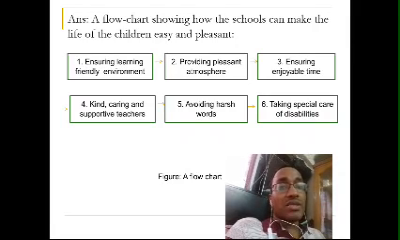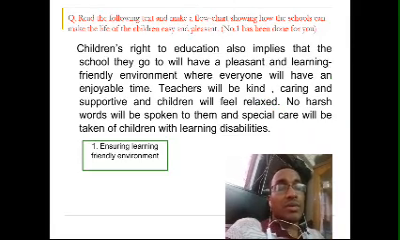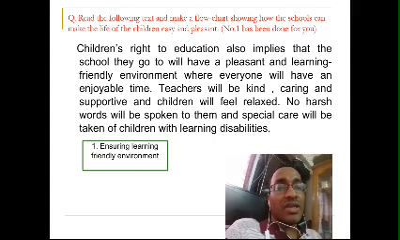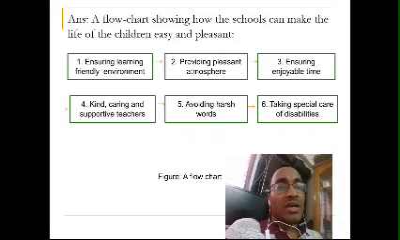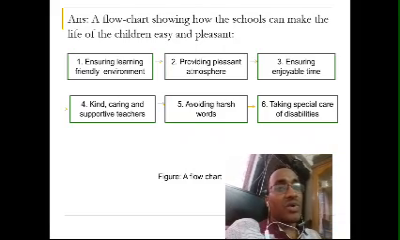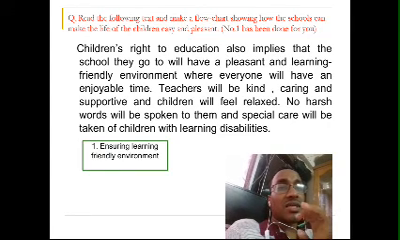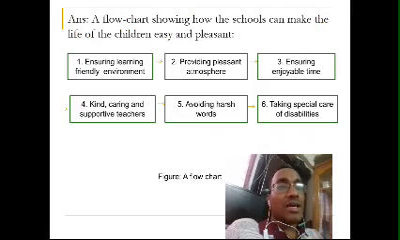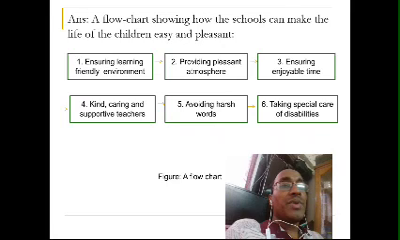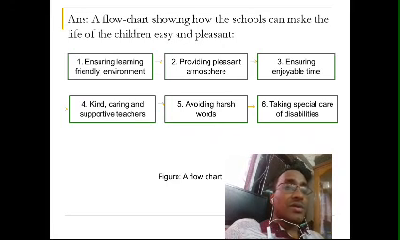So the first one is done for you. We will write the first thing in the first box: ensuring learning friendly environment. So here it is given, ensuring learning friendly environment. The second thing, besides learning friendly, there was another adjective, that is pleasant. So we can write here in the second box, providing pleasant atmosphere.